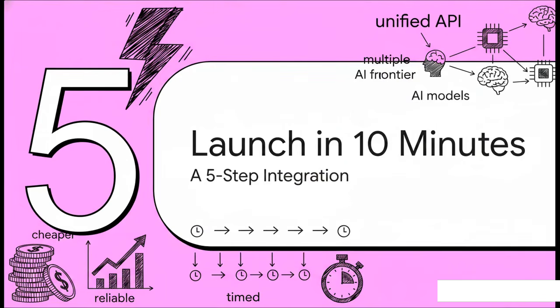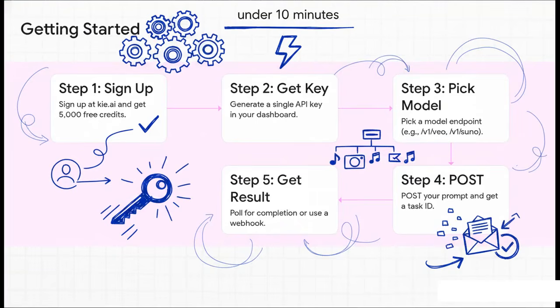So it's powerful, it's cheaper, and it's reliable. But is it a pain to get started? The review team actually put a stopwatch on it. And the answer is under 10 minutes. The entire process is just these 5 simple steps. You sign up, you get those free credits, you grab your one API key, pick an endpoint like /v1/vo for video, and you post your request. For the bigger jobs, you get a task ID back that you can check on. It's a standard, clean, asynchronous REST pattern. Any developer on the planet will feel right at home.